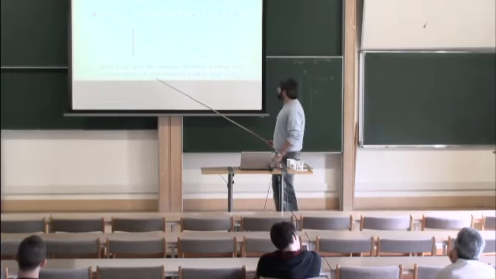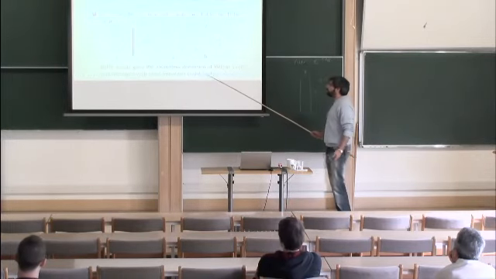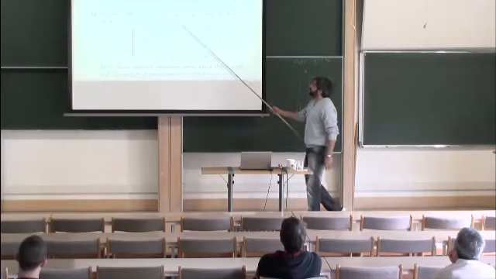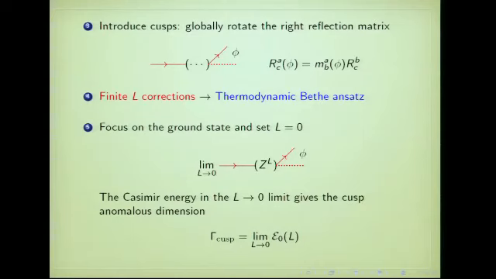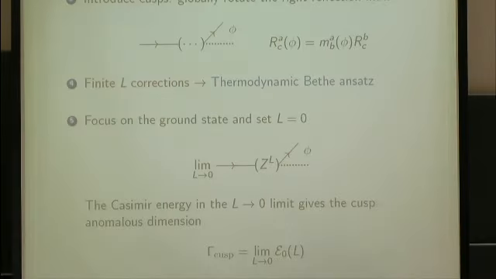I'll say more later, but this Bethe ansatz description is only going to be valid exactly as it is when the operator I am inserting is very large. And I said eventually I wanted to take it to zero size. So there are a few things we had to do. Here in the picture I was not introducing a cusp, but the cusp amounts to just a global rotation of the boundary reflection matrix. So this is just a rotation matrix which is going to add a few simple phases depending on the angles.